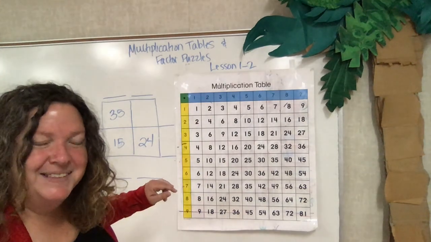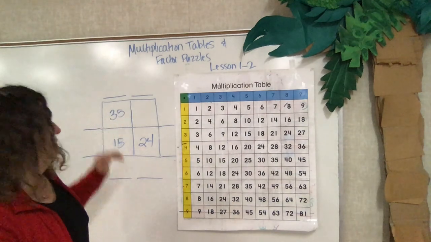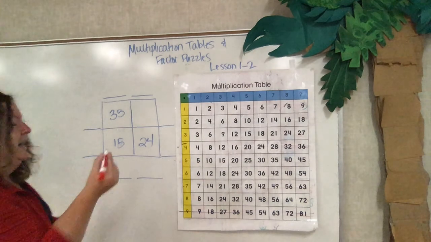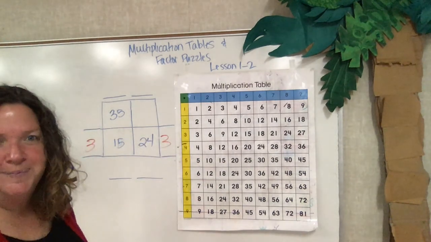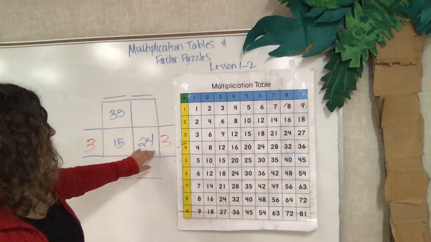What about 3? You might say, I know that 3 times 5 is 15. 3 times 8 is 24. So I just know, I don't need to look on the chart. I know that those are in the 3 row. They're both in the 3 row. 3 times 5 is 15. 3 times 8 is 24.